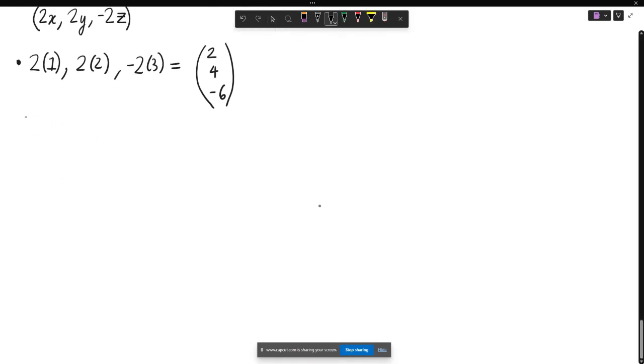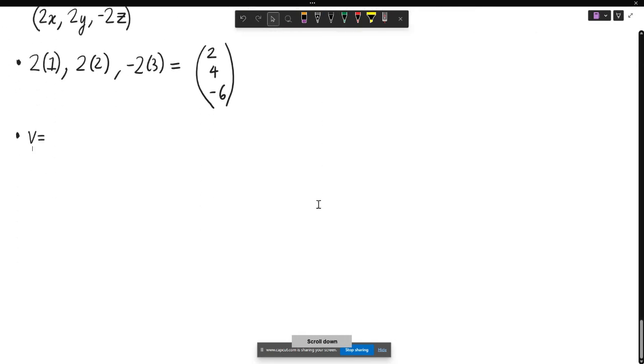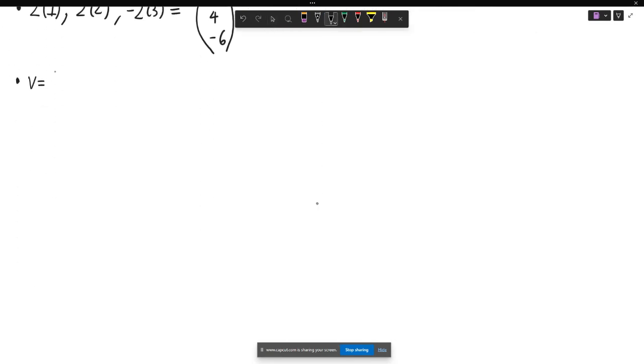Now we have to do what Shay said earlier. We have to unitize the vector. So we had v equal to, if you look up, 2, 2, 1. How can we turn 2, 2, 1 into v hat? What would v hat be?